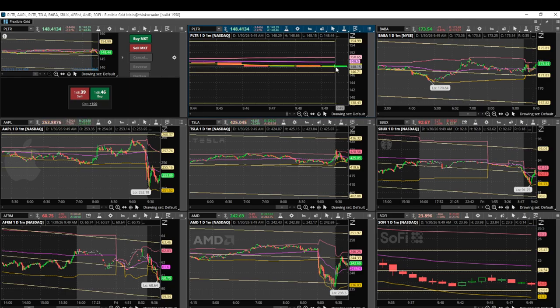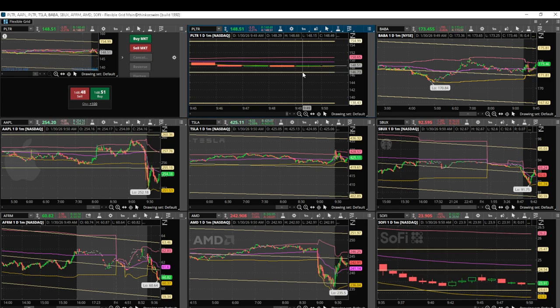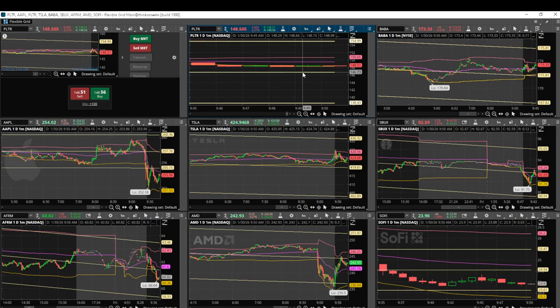Because it's green, but it hasn't gone green to green. It's at the yellow line right now. It hasn't bounced off of it yet. So we're waiting for this stock to bounce off that yellow line right now. That's where we're at. So now it's turned red again, okay?